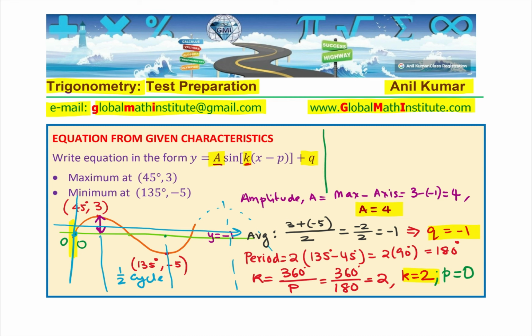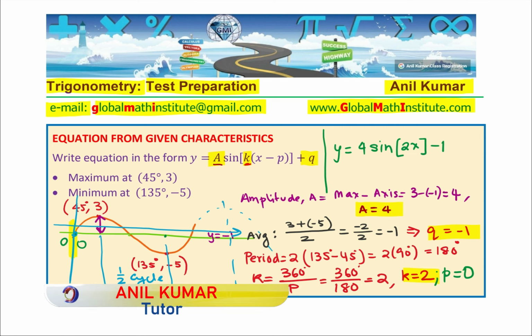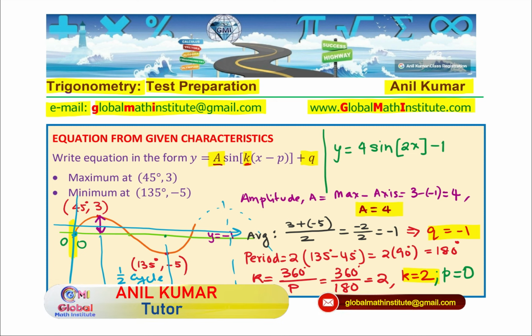With all this, we can get our equation. Can I write down the equation here? The equation therefore is y equals the value of A, which we found as 4, sine, the value of K is 2 for us. So 2 sine waves in one period of 2 pi, x, since P is 0, plus Q value is -1. Do you see that? That is how we can write down the sine function.